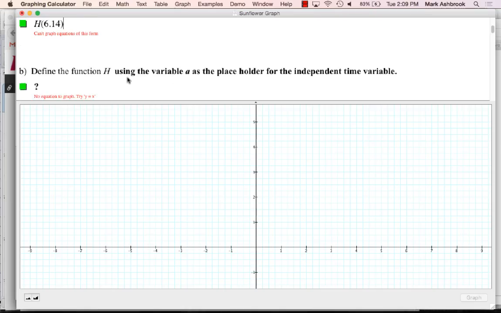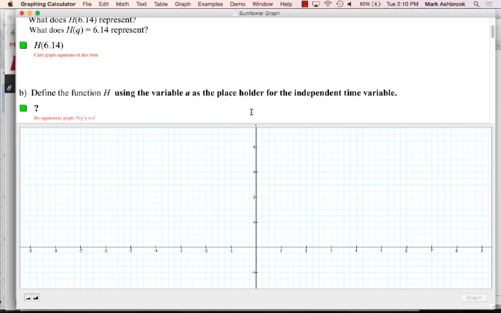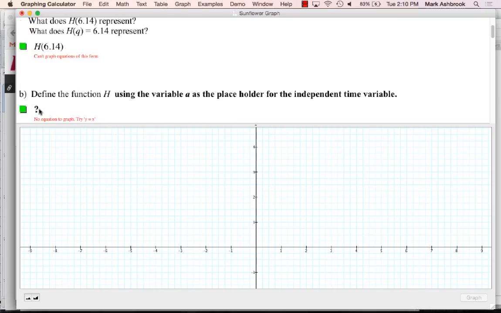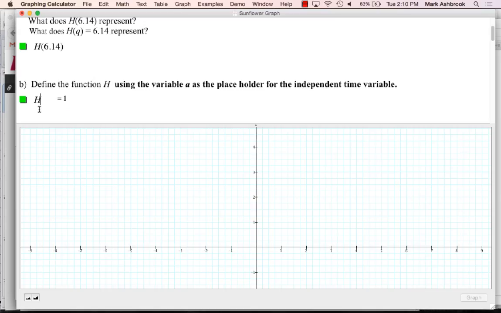And we can use any variable we want for the placeholder, for the independent variable. I want you to use A. A is an apple, okay? So you can use any variable you want. It doesn't have to be t just because the problem said t. I want you to use A as the placeholder. So define that function h, and if you do it correctly, then up above, h of 6.14 should show a value. Remember, Control 9. Control 9 for the parentheses, for function.